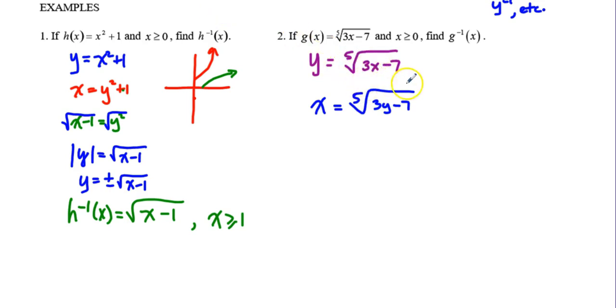Well, same way you'd undo a square root, right? You would square. So we're going to undo the fifth root by raising both sides to the fifth power. That's kind of cool, because that gives us an x to the fifth. And now it's pretty much an easy solve, right? We're going to add 7 to both sides, and then divide by 3 on both sides.